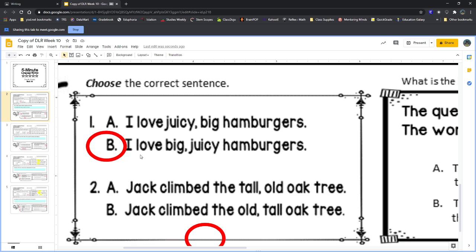What about example 2? We have A, Jack climbed the tall old oak tree. Or B, Jack climbed the old tall oak tree. Don't worry, Violet. Remember, I always go back and show the entire page afterward, so if you need to go back and catch up on a part, you'll have the opportunity. Who thinks they can tell me about 2? Which one is it, A or B? Bella, what do you think? A. Jack climbed the tall old oak tree. We talk about the size before we talk about the age of something.